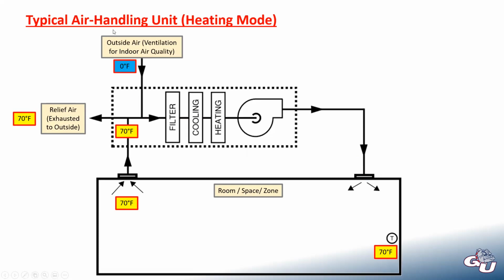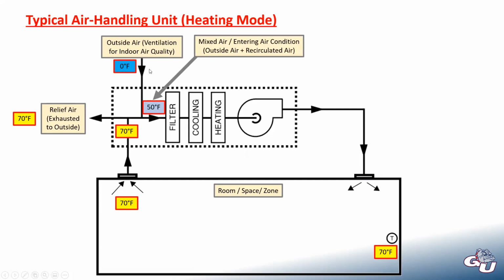If you're mixing 70-degree air with 0-degree air, you're going to end up somewhere in the middle. So for this example, let's say it's 50 degrees. And the resultant temperature will be based on what the mix is. If you're bringing in more outside air, it'll be closer to 0, and vice versa. So this is our mixed air, or our entering air condition, which is a combination of outside air and recirculated air that we've pulled from the space.